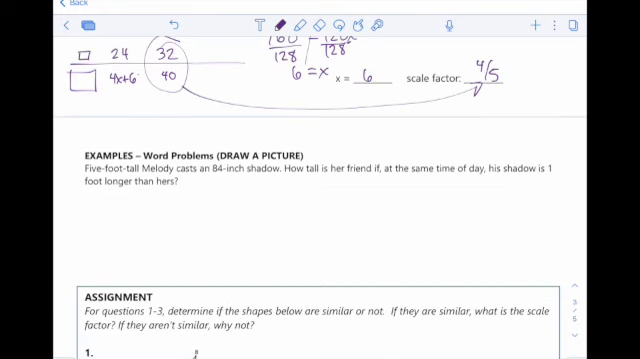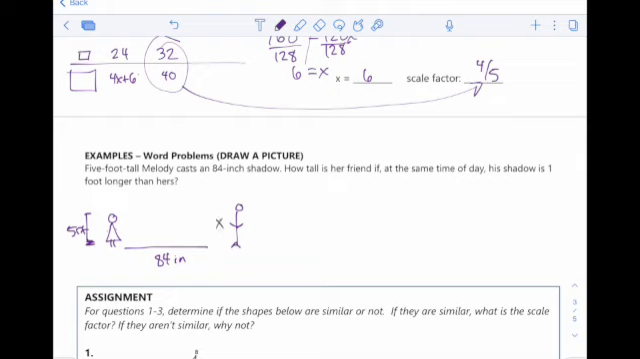All right, word problems. It's pretty much the same. We're just going to draw a picture. So we've got Melody here. She's 5 feet tall. She casts an 84-inch shadow. Now these are in different units, and I'm paying attention to that. I'm going to draw a picture because there's another guy. How tall is her friend? Here's her friend. He's tall. We don't know how tall he is.